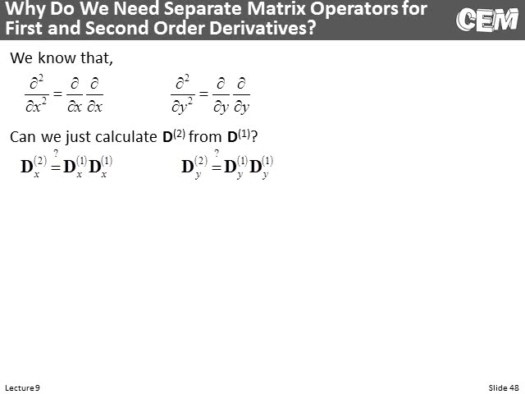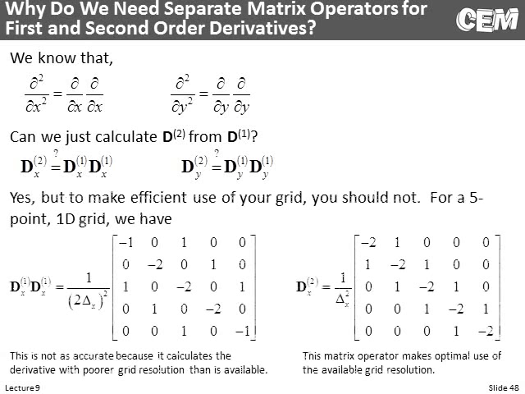So let's look at this. Why do we need separate matrix operators for first and second order derivatives? We know from calculus, if we just multiply two first order derivatives together, we get a second order derivative. And that would hold for X or Y. So why can't we just calculate a single first order derivative, multiply it by itself, and get a second order derivative? Can we do that? So the answer is yes and no.